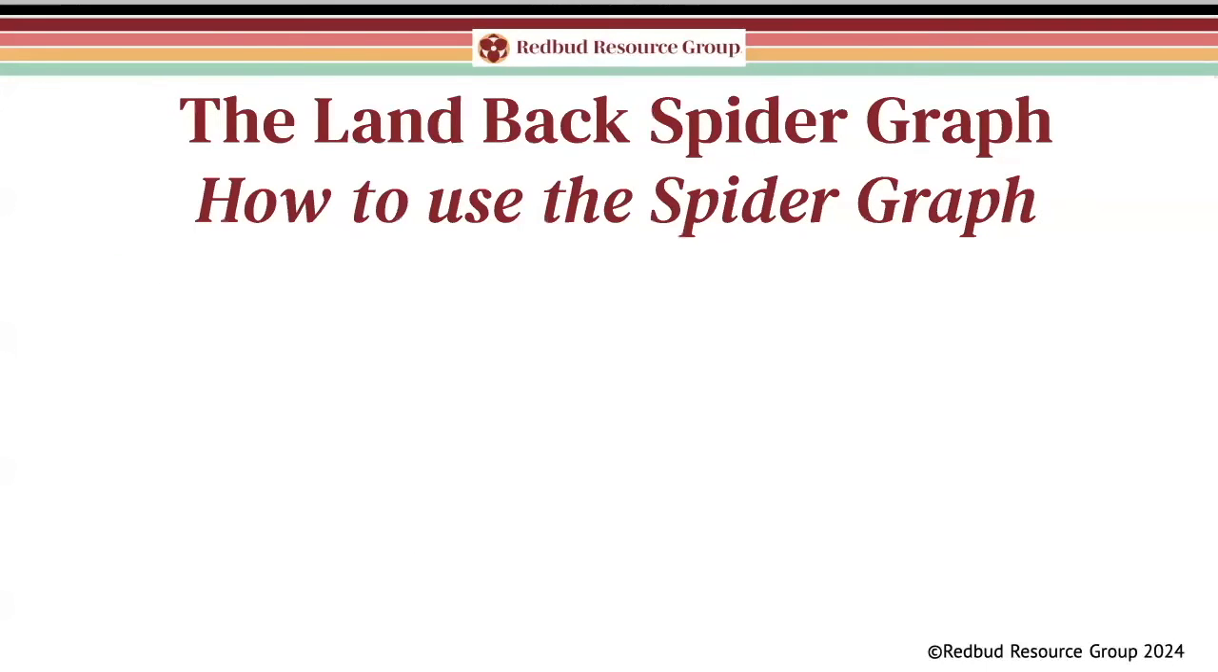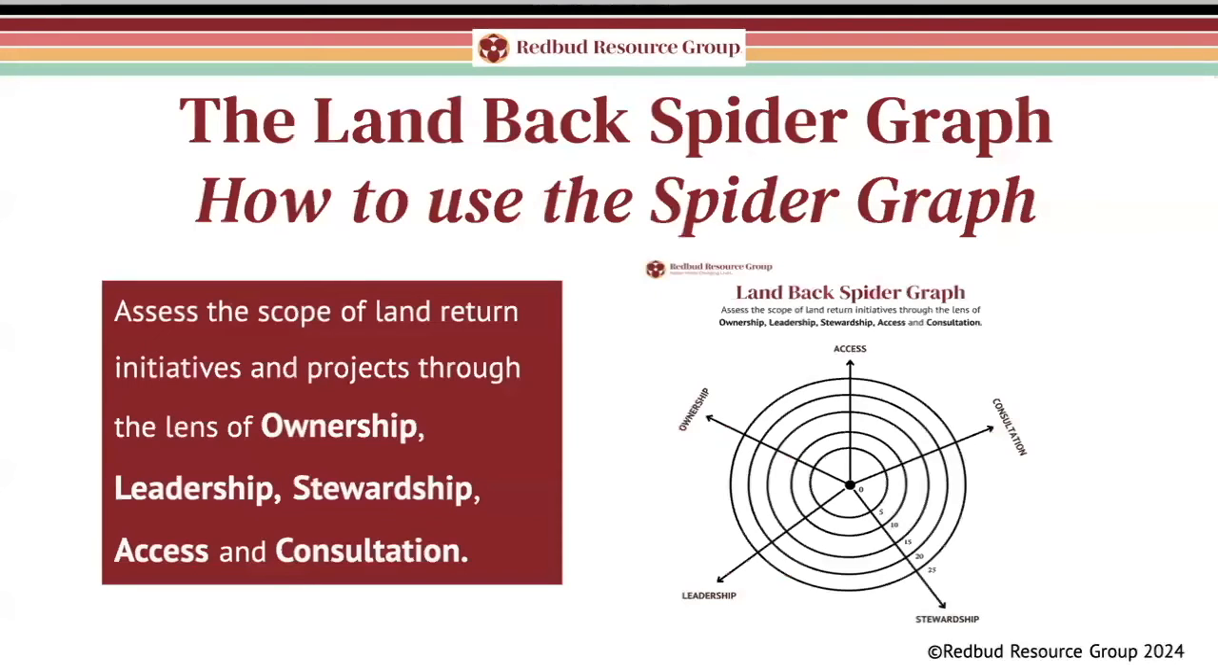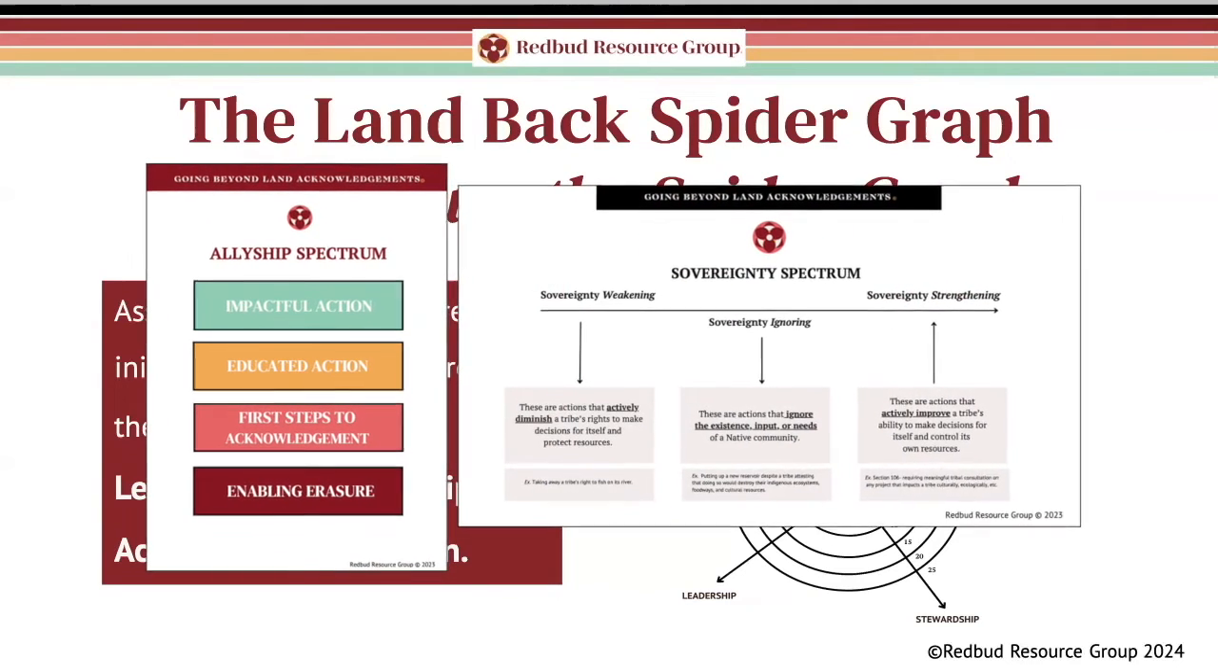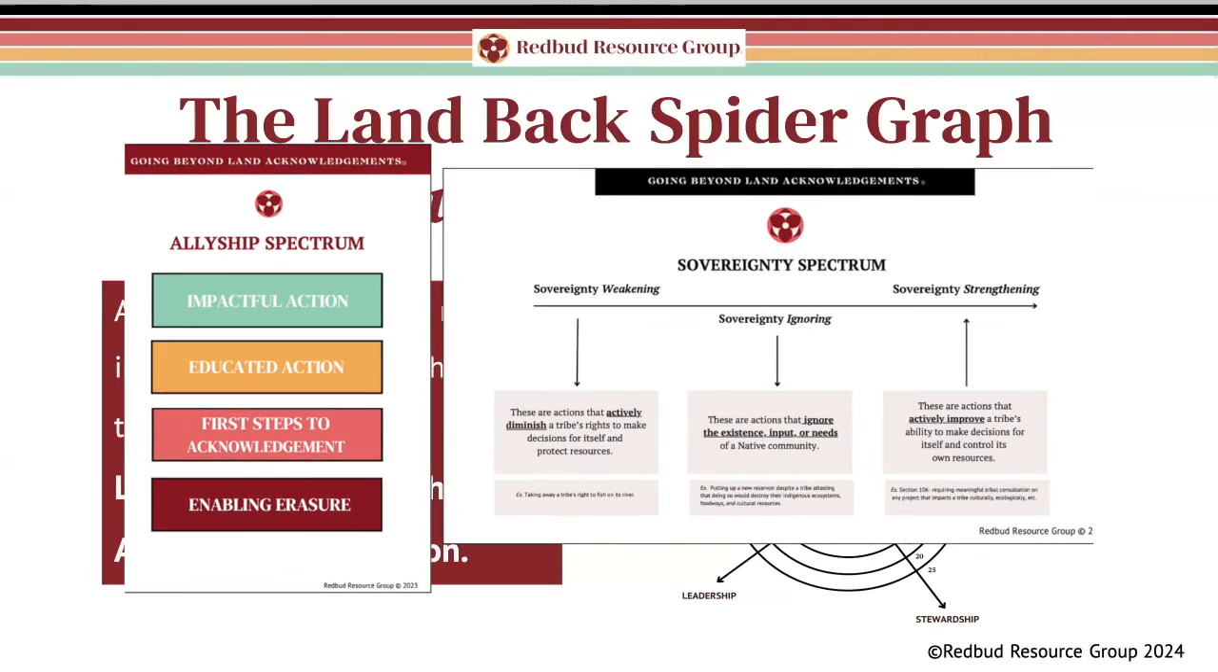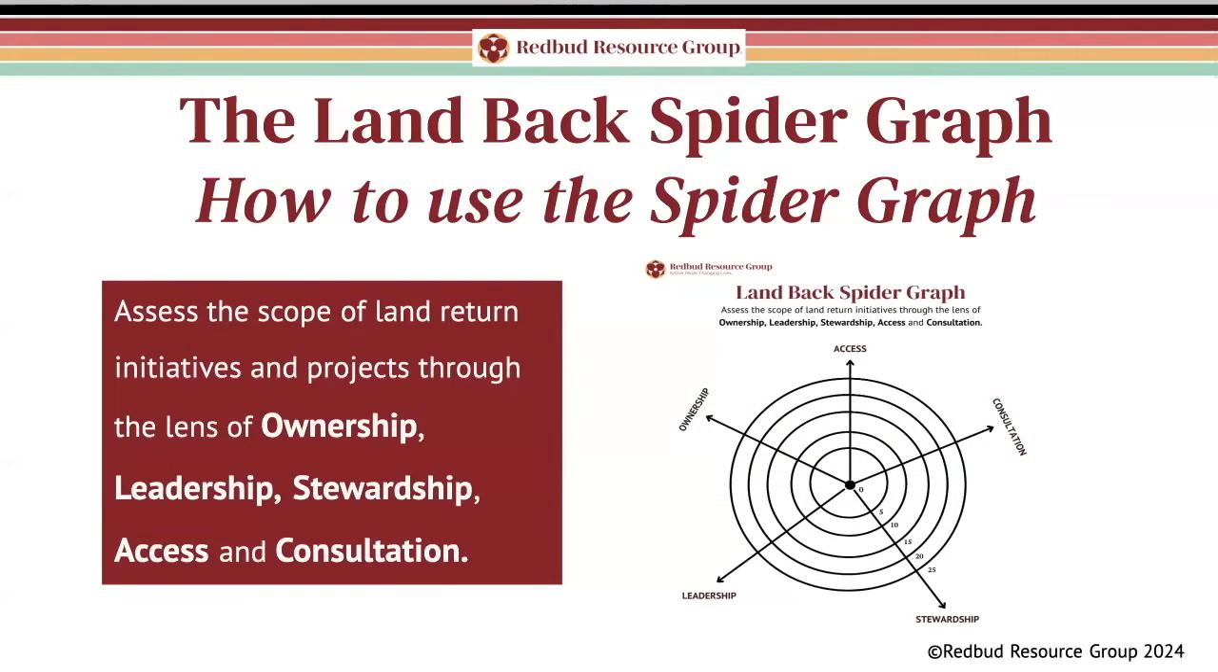Now, how do we use the spider graph? As we assess the scope of land return, the spider graph includes an assessment scale to rate each category, ranging from 0 to 25, 0 being non existent to 25 being excellent. Recognize that this assessment is subjective and influenced by factors like your starting point and tribal capacity. To deepen your understanding, we strongly recommend using Redbud's Allyship and Sovereignty Spectrum resources, tools that help you see where you stand in your engagement with tribal communities.